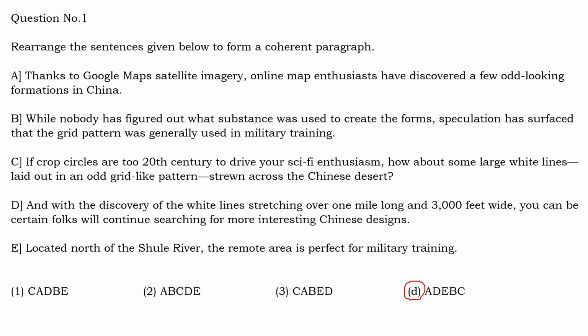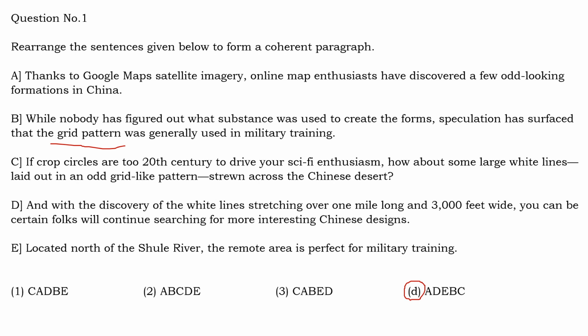Then, "while nobody has figured out what substance was used to create the forms," so here we are talking about the forms that are mentioned. Nobody knows what substance is used, but speculation means people are guessing that this grid pattern was generally used in military training. So the pattern is a grid-looking pattern, or they discovered a few odd-looking formations. So if the speculation has surfaced that the grid pattern, this grid pattern is very important.